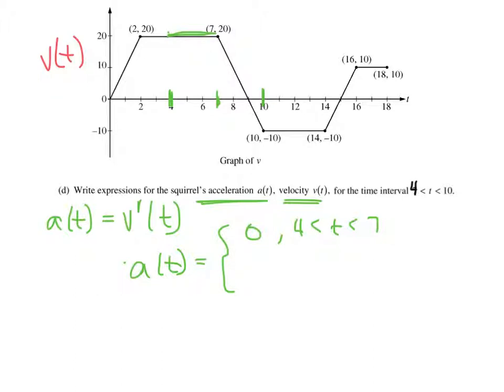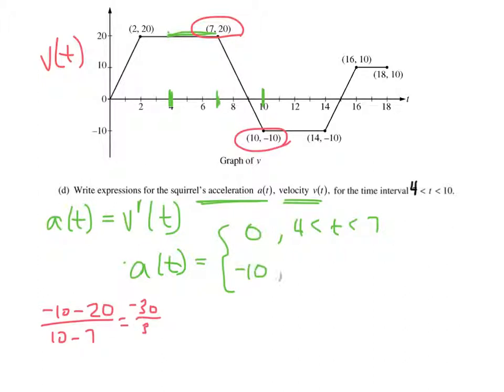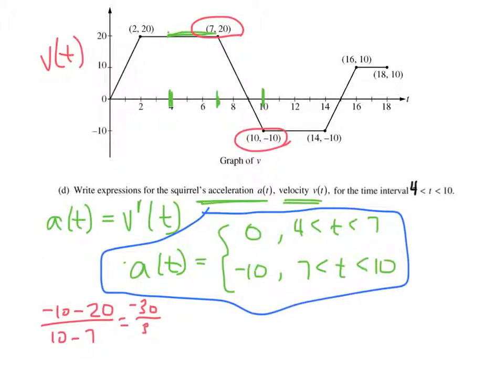Then between 7 and 10, I now have a new slope. So what is that slope? Well, I'm going to use these 2 points, (7, 20) and (10, negative 10), to calculate that slope. I would say negative 10 minus 20, change in y, over my change in x, 10 minus 7. So that would be negative 30 over 3, which gives me a slope of negative 10 for the time interval 7 less than t less than 10. So this here is my acceleration expression over this entire interval from 4 to 10.